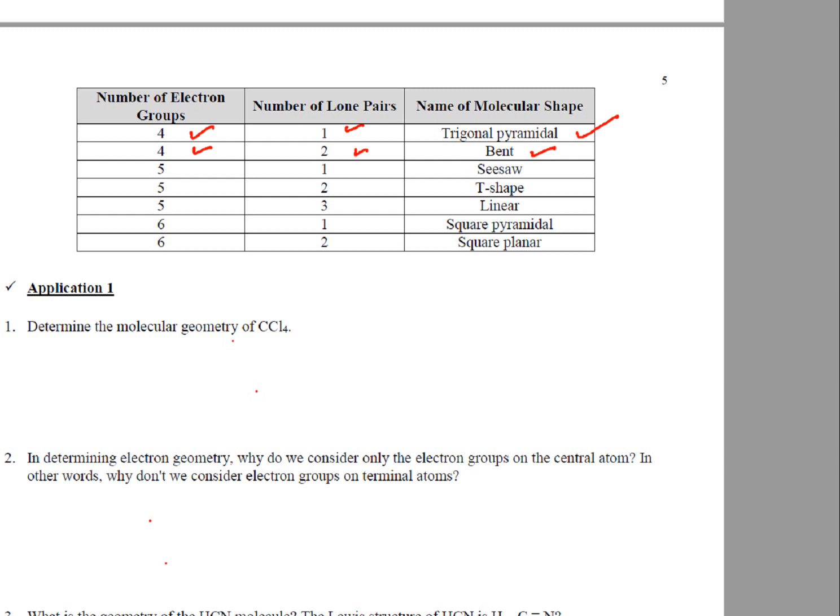Now let's practice questions. Determine the molecular geometry of CCl4. Very simply, you are going to draw the molecule, show the bond angle, and write the molecular geometry: tetrahedral.